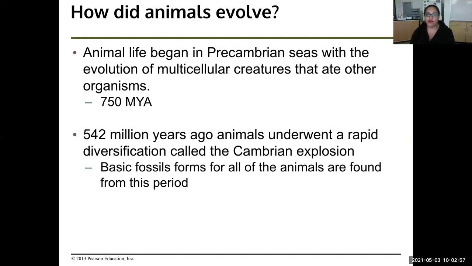Animal life began in Precambrian seas with the evolution of multicellular creatures that ate other organisms. This happened about 750 million years ago. 542 million years ago, animals underwent a rapid diversification called the Cambrian explosion. Basic fossil forms for all of the animals are found from this period.